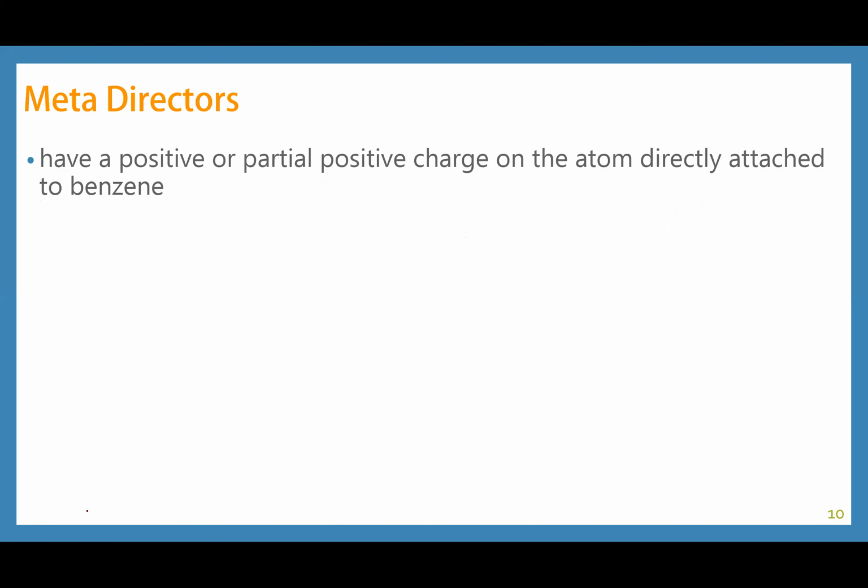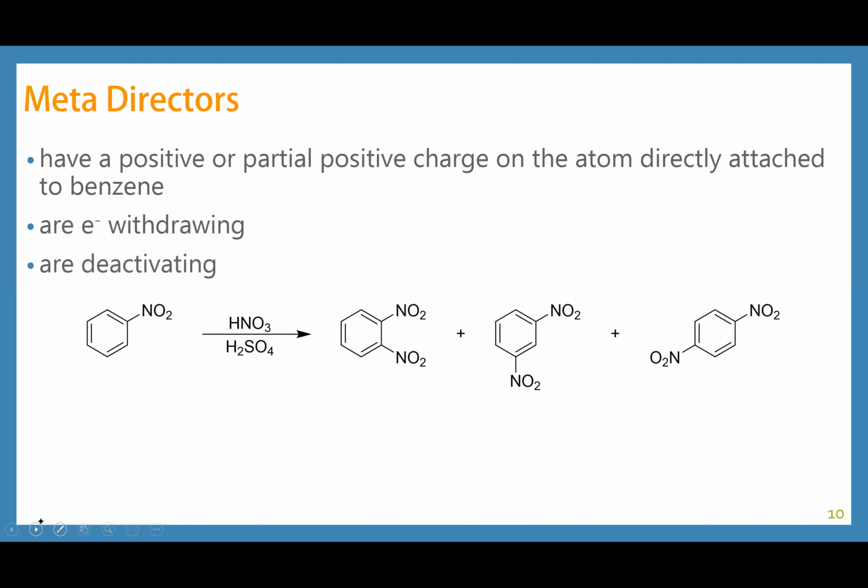So meta directors have a positive charge or a partial positive charge on the atom directly attached to benzene. Meta directors are electron withdrawing and are deactivating. So examples of meta directors include the nitro group.